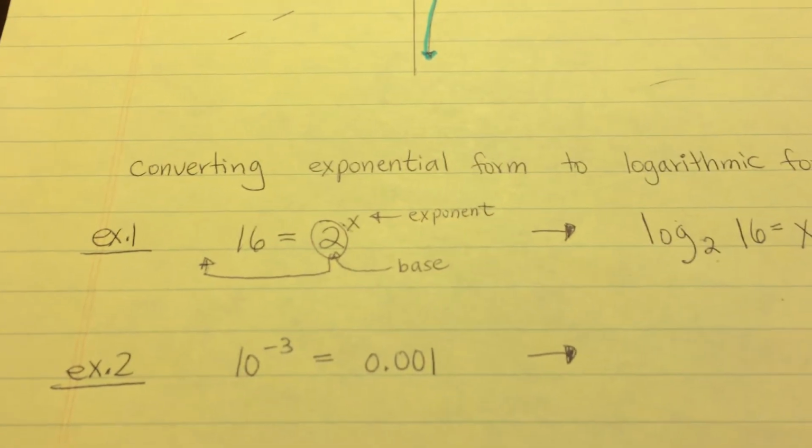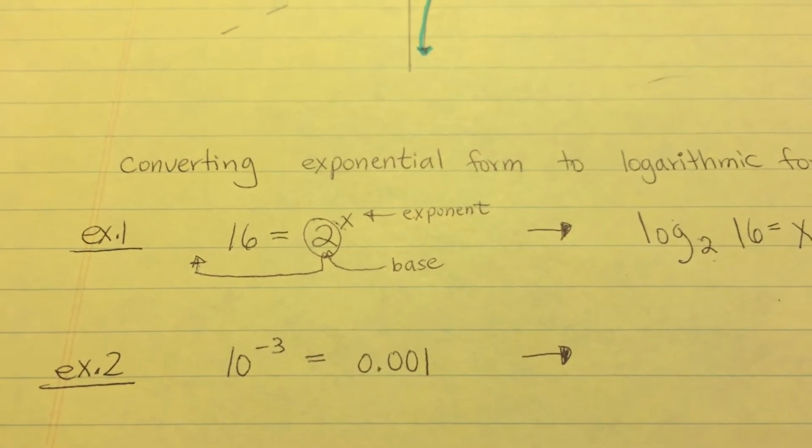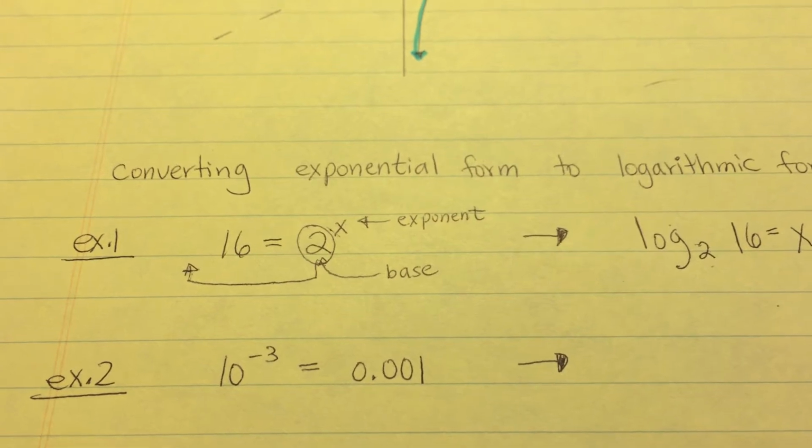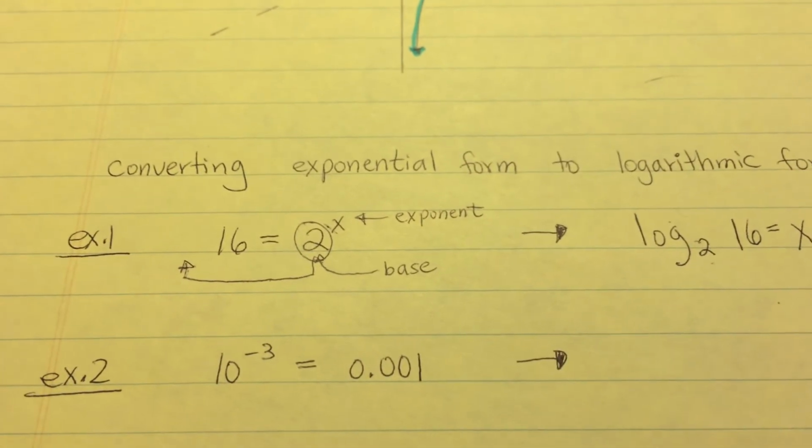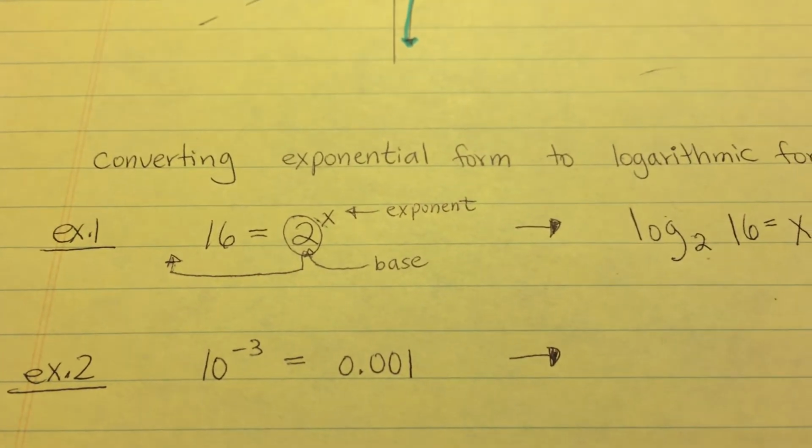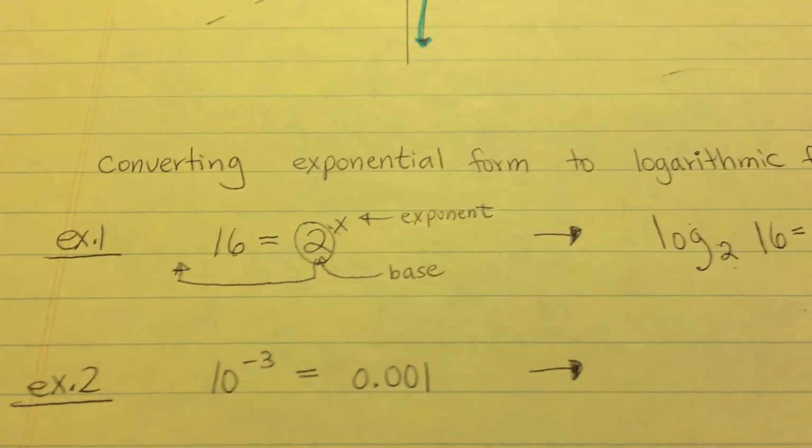Okay, let's try another example. Same thing with this one. It's an exponential form because right now we have an exponent and we don't have the word log, so that gives it away that it is not in logarithmic form. So now let's change it to logarithmic form.